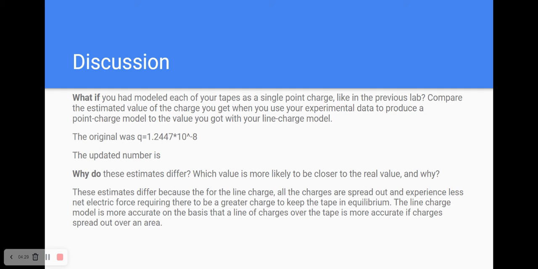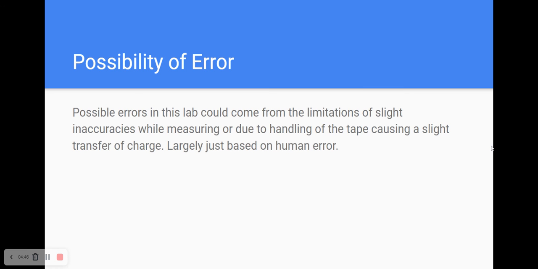It is also more accurate because establishing that there are numerous, in this case n, charges throughout those lines of tape compared to a single point charge is more realistic compared to charges in real life than the point charge model would have been. Now we have possibilities of error. Possibilities of error could have come from slight inaccuracies while measuring, as well as handling of the tape causing a slight transfer of charge, but it is largely just human error.